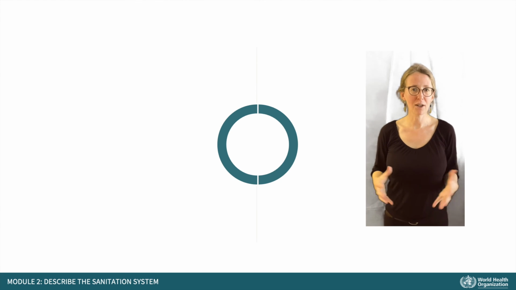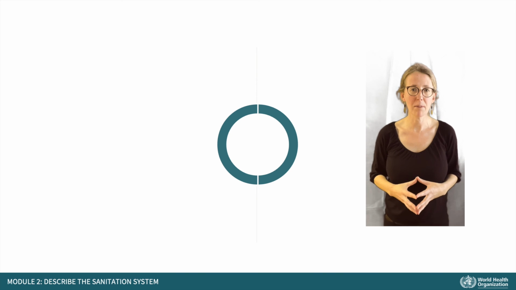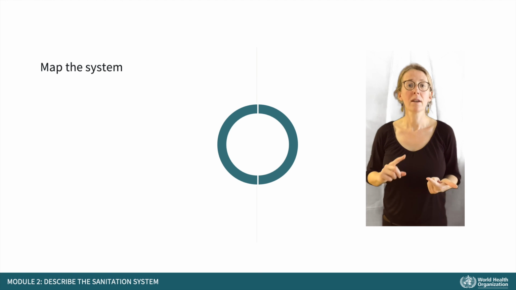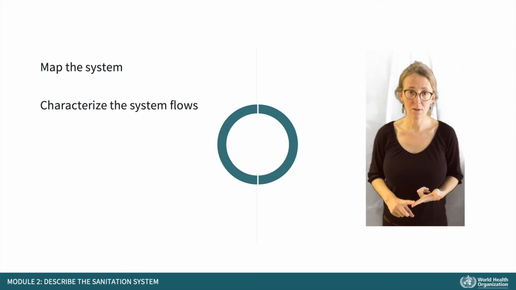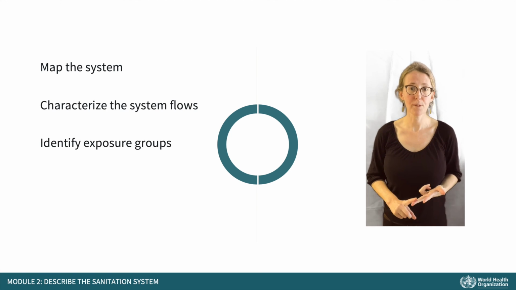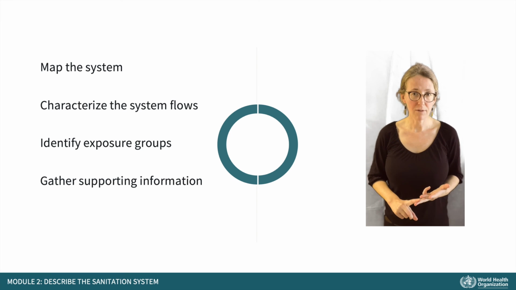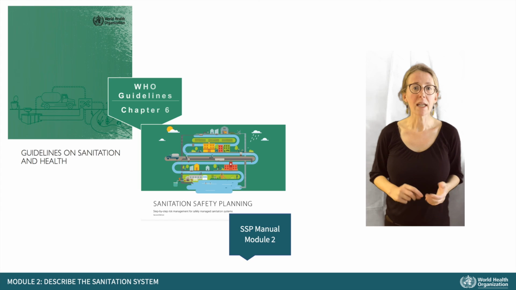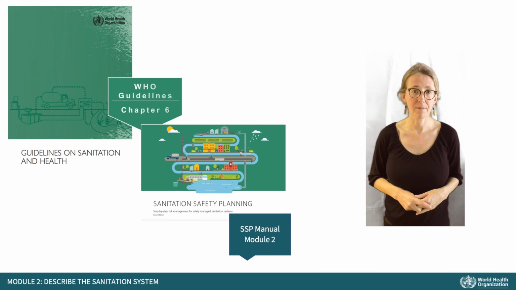Great! So we have now completed Module 2 of the SSP methodology, Describe the Sanitation System. You have learned how to map the system, characterize the system flows, identify exposure groups, gather supporting information, and confirm the system description. In the 2018 WHO guidelines, you will find more information on pathogens in Chapter 6.